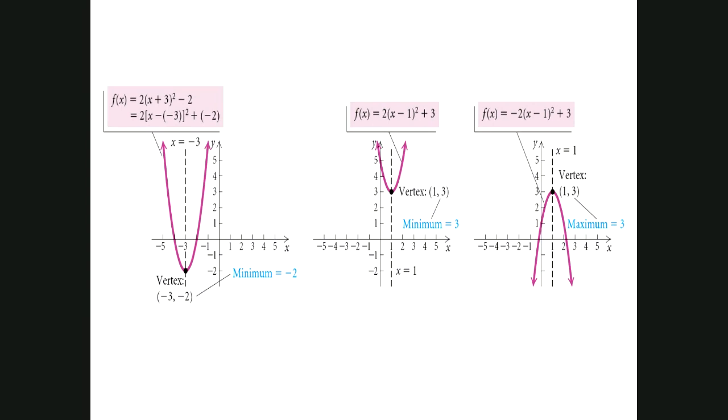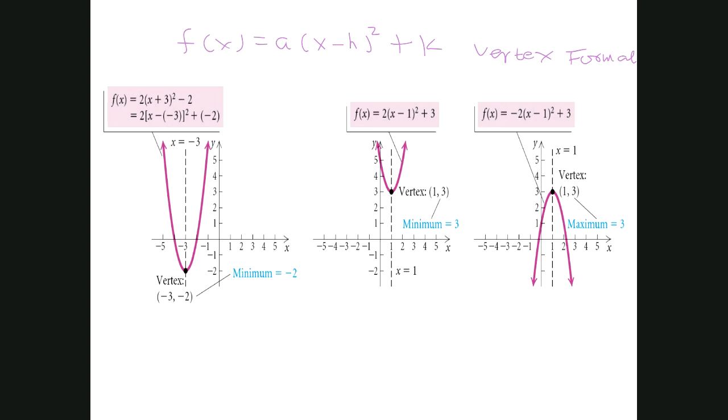Remember, I have this one right here. We have f of x equal to a times (x minus h) squared plus k. This is called the vertex form.